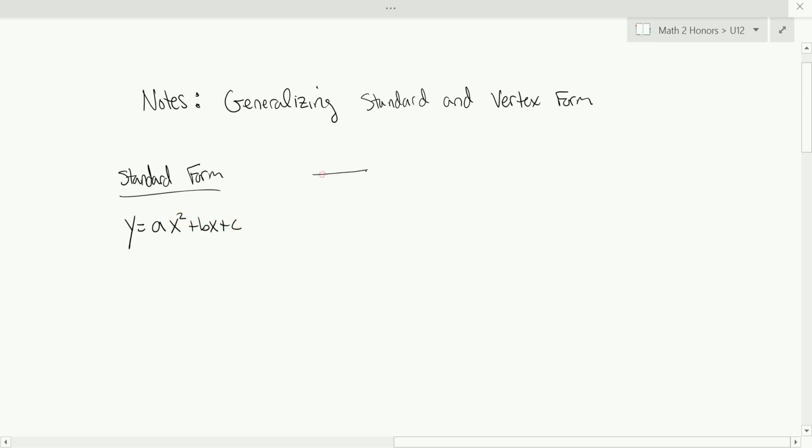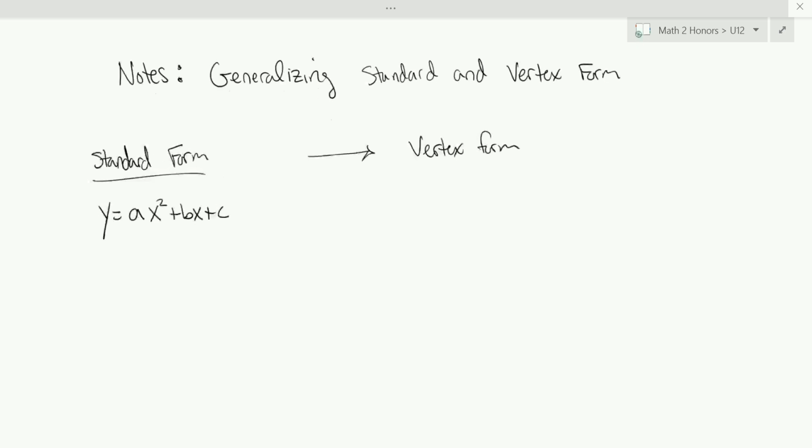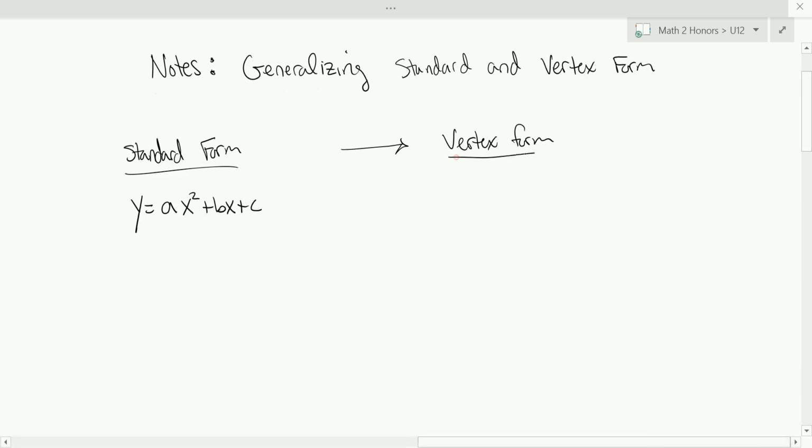And let's try to find vertex form without plugging in numbers, but just from this. So we're going to follow the same steps that we did on day 4 and day 5, and we're going to try this in general. So what's the first step? How do you complete the square? What's the first thing we do?